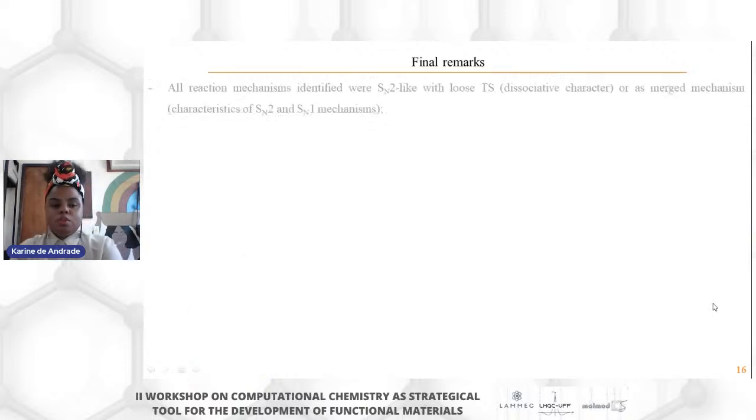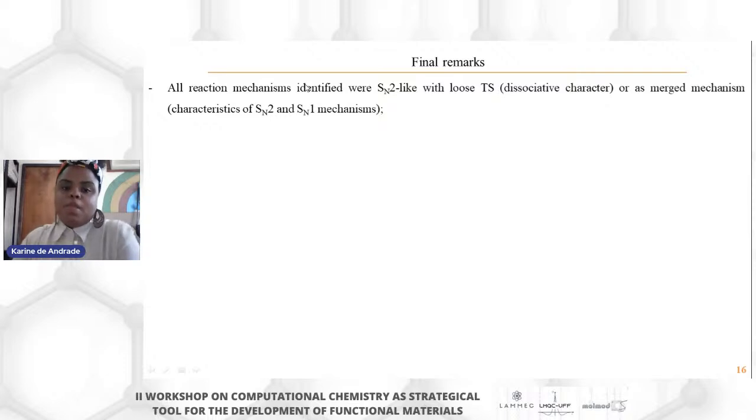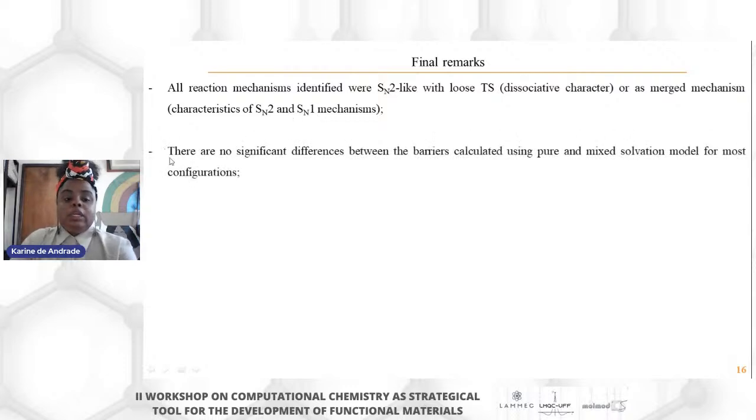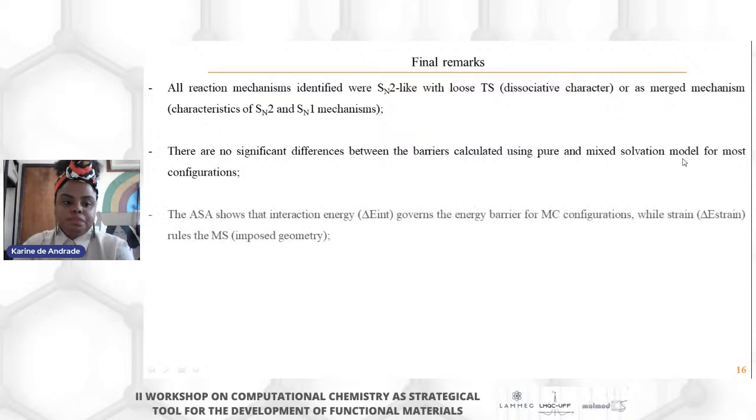So according to these results, we conclude that the reaction mechanism of isopropyl chloride, which is a secondary substrate, passes through an SN2 mechanism with a loose TS, which has a dissociative character, or through a merged one, with characteristics of both SN2 and SN1 reaction mechanisms. And also, there is no significant difference between the energy barriers calculated using pure and mixed solvation models for most configurations. As I showed, the only difference is for 7 water molecules using the microsolvation configuration.